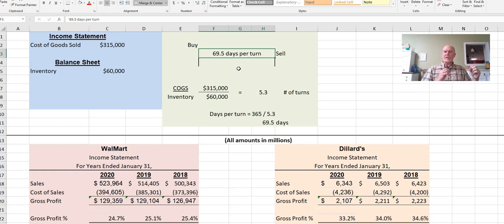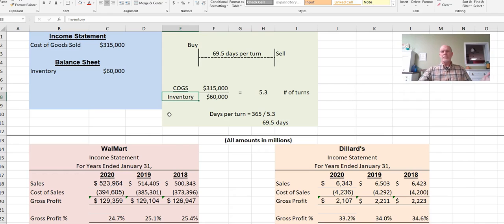You certainly want to have enough inventory on hand so you don't run out, but you don't want to have a lot more than you need, because that inventory ties up a lot of dollars. It could spoil, whatever. So you want to manage how much inventory is on hand and how quickly it is selling. The inventory turnover is measured by cost of goods sold divided by inventory.